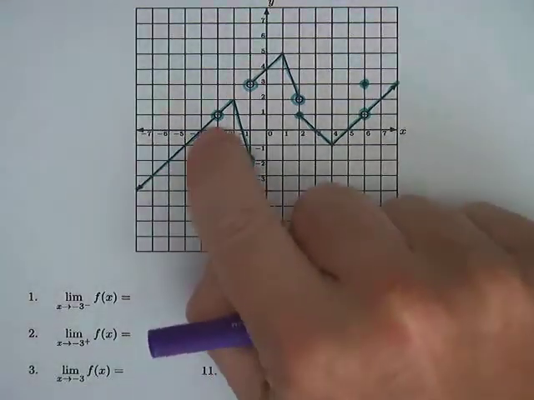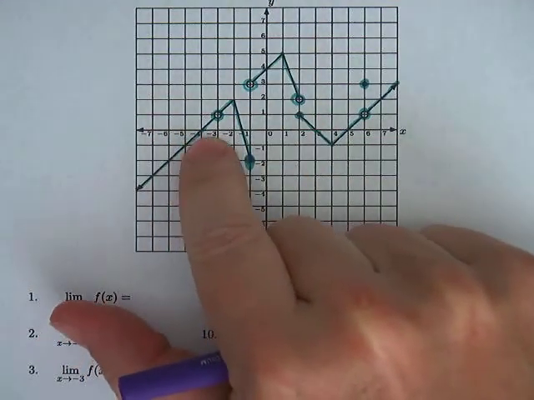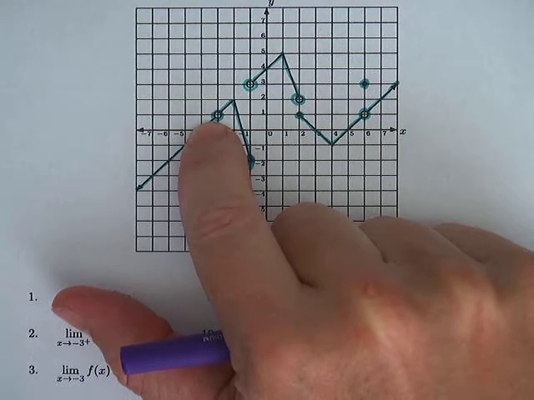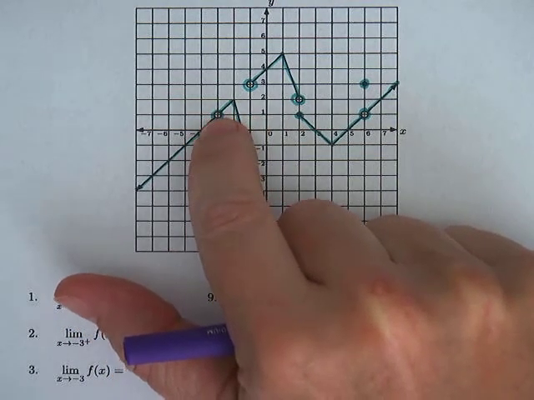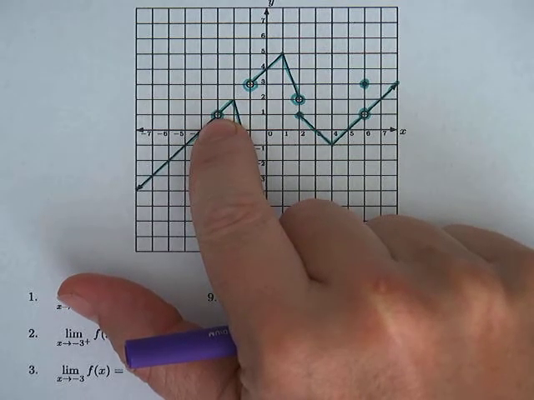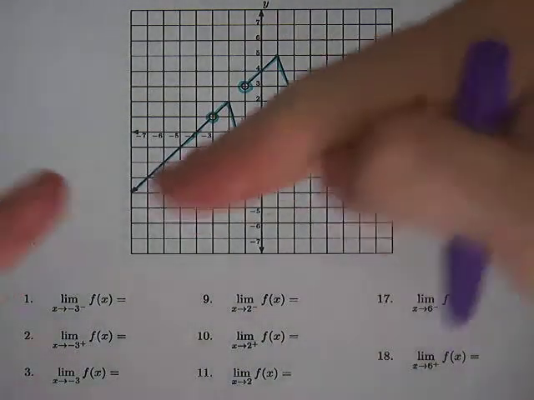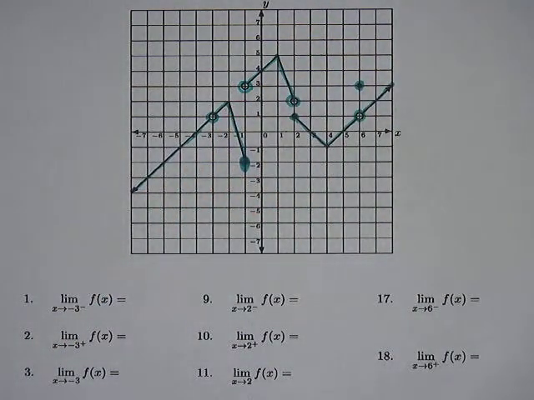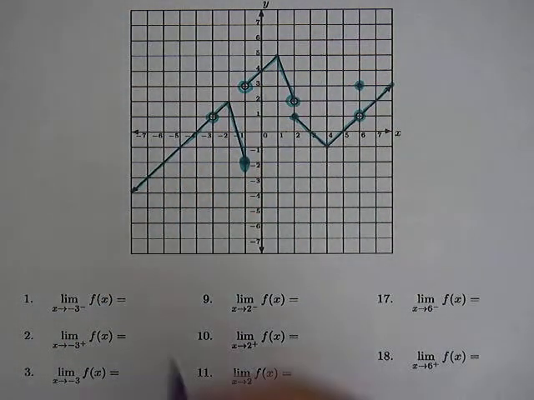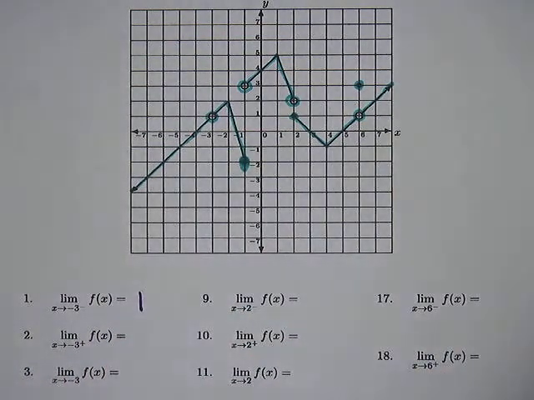Where is it headed to? What value on the y-axis is it headed towards as it's approaching -3 from this left side? And you can see that it's approaching 1 on the y-axis. If there were a solid point there, it would be at y equals 1. So a limit allows you to basically look at what would happen if there weren't a hole in the graph, and that value would be 1. So the limit as we approach -3 from the negative side is 1.